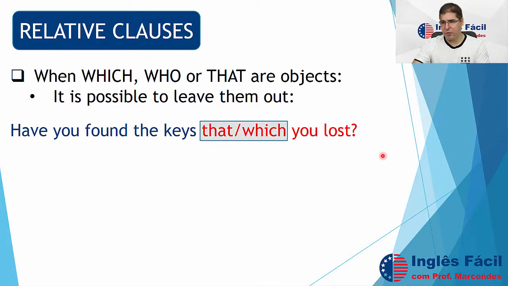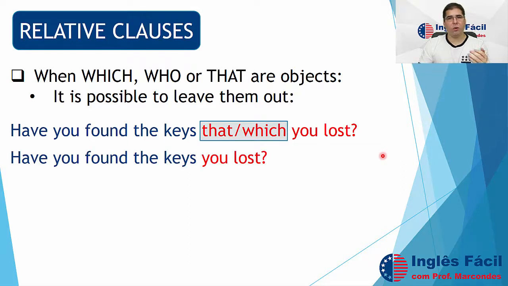Okay, let's see an example here. So that or which are replacing an object. So I can only say, have you found the keys you lost? Okay, so here we have three correct options. Have you found the keys that you lost? Have you found the keys which you lost? Or have you found the keys you lost? So we can leave which or that out in this case, because we're talking about something. Keys are an object, right?